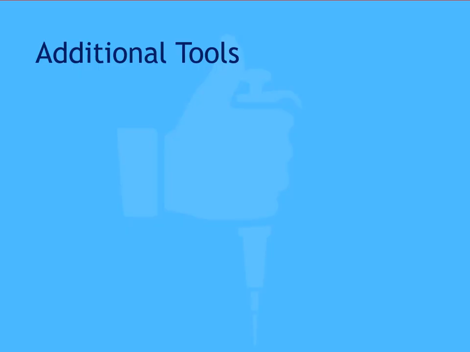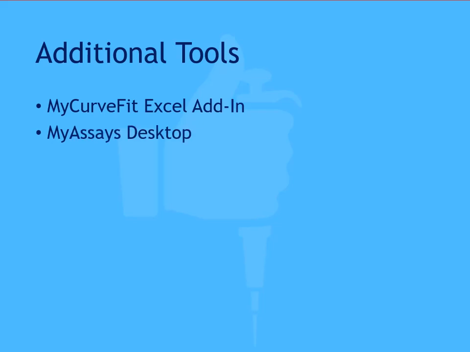In addition to myassays.com, MyAssays Limited also offers the MyCurveFit Excel add-in, allowing you to perform complex curve fit methods from directly within Excel, and MyAssays Desktop, which is a fully featured analysis software including extensive data analysis functionality and tooling. MyAssays Desktop also includes analysis options for many different types of data, such as endpoint, dual endpoint, kinetic, spectral, multiplex, and well scan. For more information on these options, please see the links in the description.